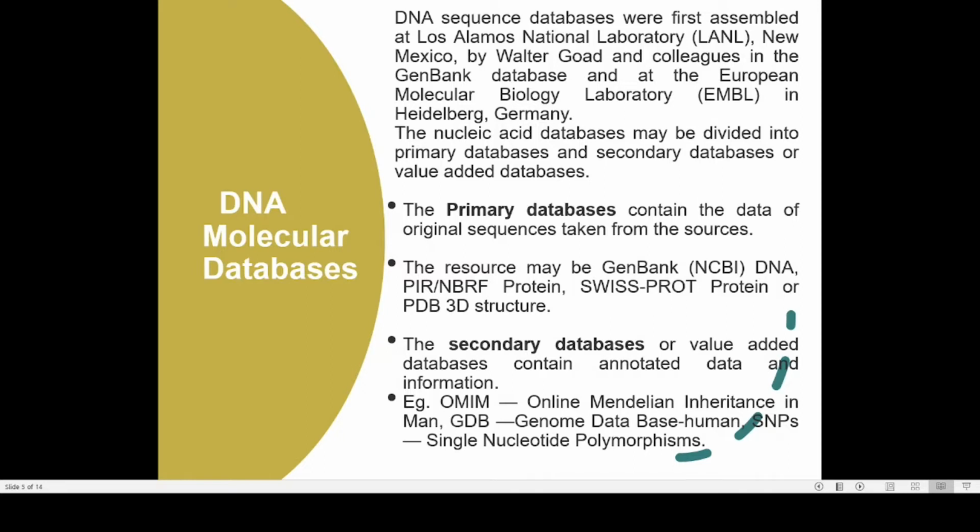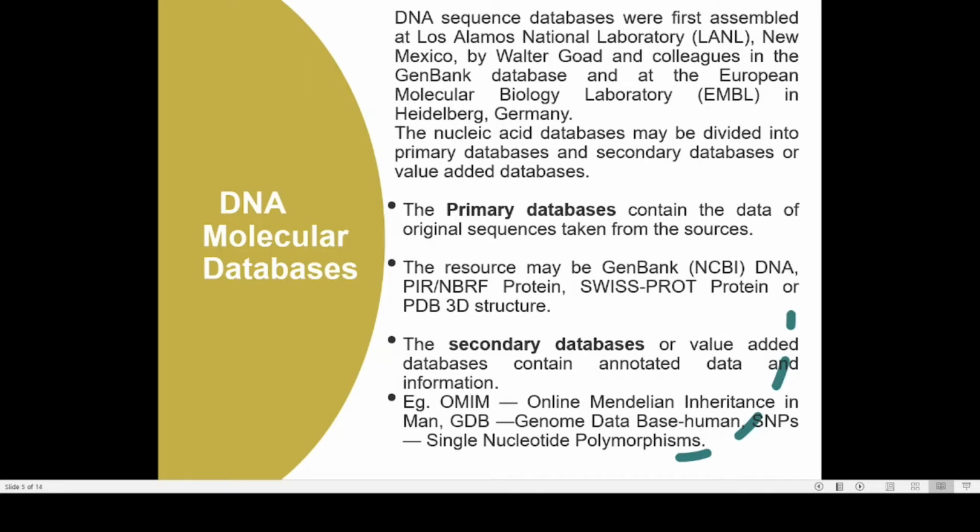Then under the primary database we have NCBI, then we have SwissProt, then we have PDB. These are some famous databases, and we will see these databases one by one. And under the secondary database, there is OMIM. OMIM full form is Online Mendelian Inheritance in Man. So it is a database that gives you some information about different Mendelian diseases affecting a human being. Then we have the genome database, SNP, single nucleotide polymorphism.